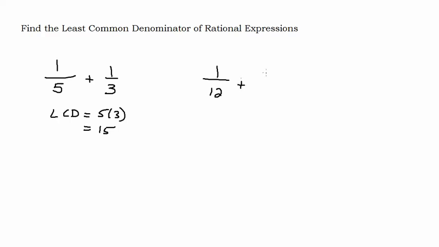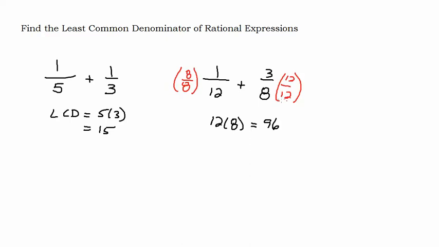If I've got 1/12 plus 3/8 and I want to find the least common denominator, I could certainly do 12 times 8, although it is not going to be the least common denominator in this case. It's going to be a common denominator. What would that be? 96. And so, I could multiply this by 8 over 8, and then I could multiply the 3/8 by 12 over 12, and I would have a common denominator of 96. And then I would be able to add these fractions together. Now this video is not about adding these kinds of fractions together, so I'm not going to do that.